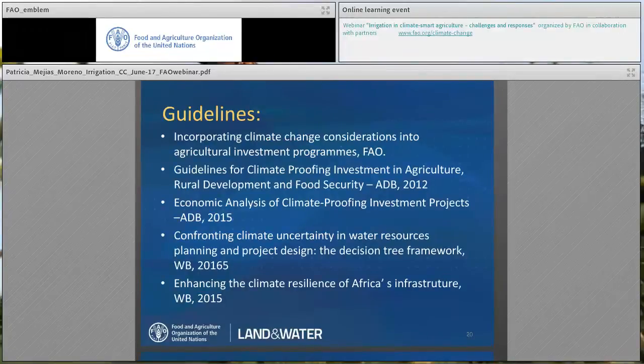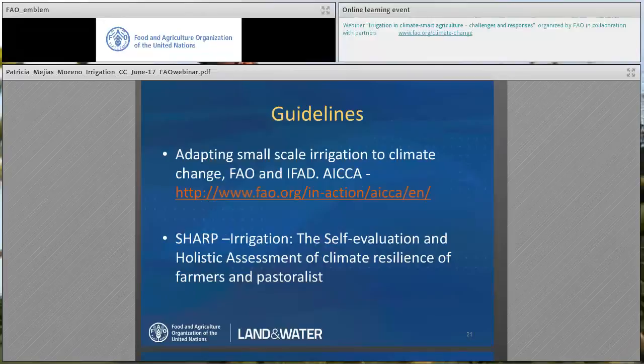The importance of incorporating climate change in investment projects has been recognized by many agencies and development institutions, and they have drafted some guidelines to provide information on how to incorporate climate change in investment projects. That has been done by FAO, by the Asian Development Bank, and also by the World Bank. But none of these guidelines refer specifically to irrigation. And this is why FAO and IFAD are now implementing a project to adapt small-scale irrigation to climate change, in which the main result will be the elaboration of practical guidelines on how to incorporate climate change in small-scale irrigation.